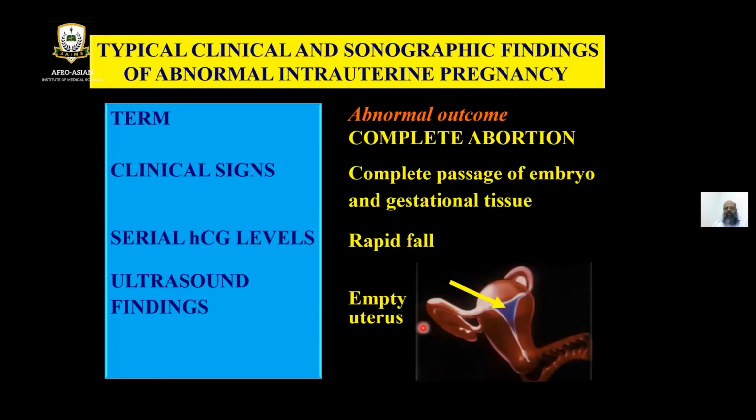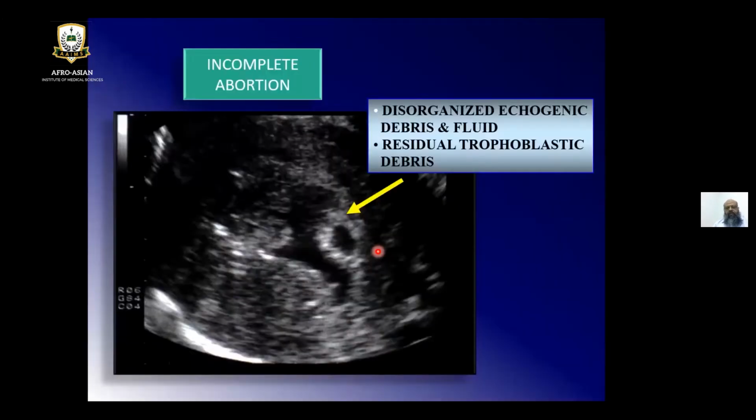Whereas in complete abortion, the uterus will be empty and there will be rapid fall of serial beta HCG levels. Whenever there is incomplete abortion, we can get sac inside. The patient can come with lower abdominal pain, bleeding or spotting, with clots or without clots. We can get disorganized echogenic debris with some fluid inside. Residual trophoblastic debris is also seen in most of the cases.